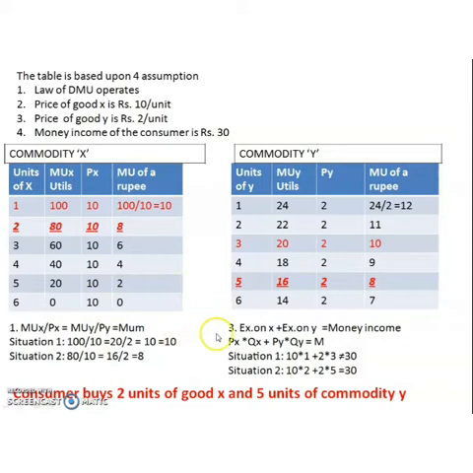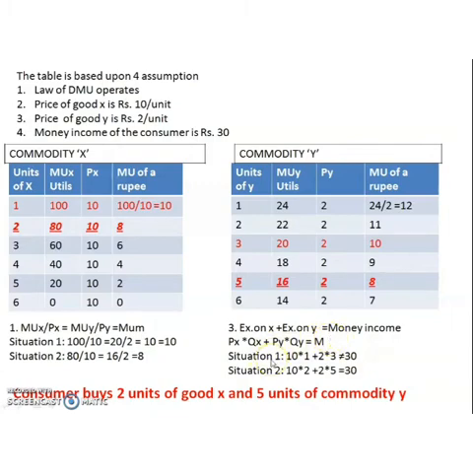Then the second condition is already satisfied as per our assumption, that is, the law of DMU operates in the case of both commodities. Then the third condition is expenditure on X plus expenditure on Y is equal to the money income of the consumer. How can we calculate expenditure on X? That is price of X into quantity of X, plus expenditure on Y, which is price of Y into quantity of Y, that is equal to the money income of the consumer.